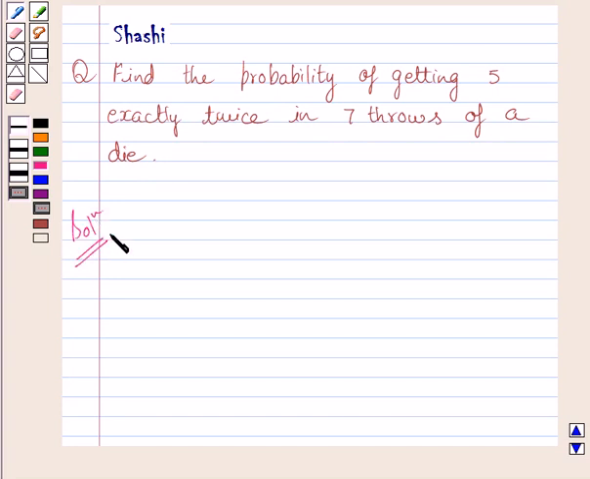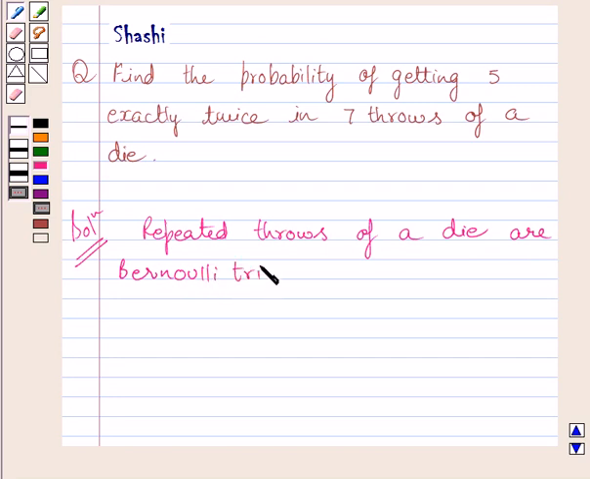Now clearly we can see, repeatedly throwing a die 7 times are Bernoulli trials. So we can write, repeated throws of a die are Bernoulli trials. We know Bernoulli trials are finite in number, they are independent, they have exactly two outcomes, that is success or failure, and the probability of success remains same in each trial. So throw of a die 7 times are Bernoulli trials.